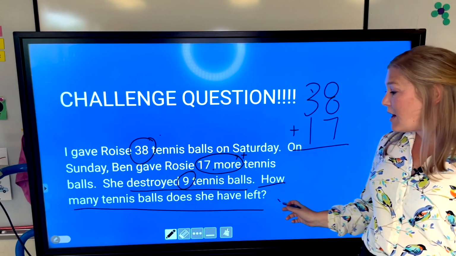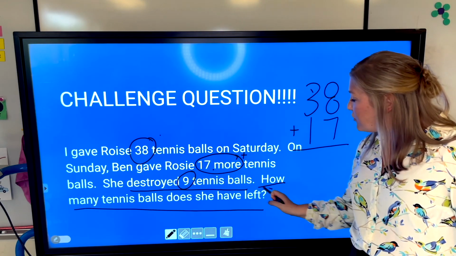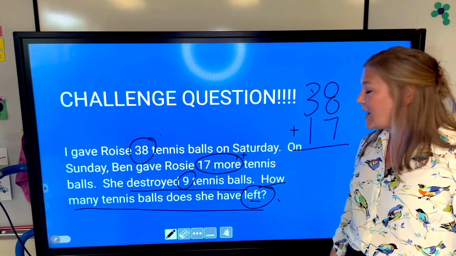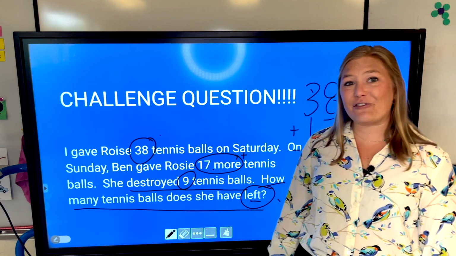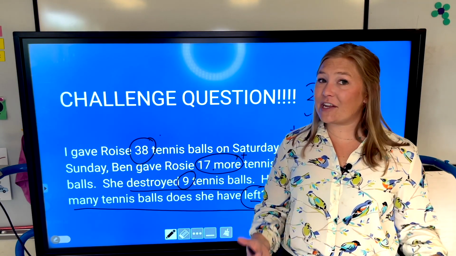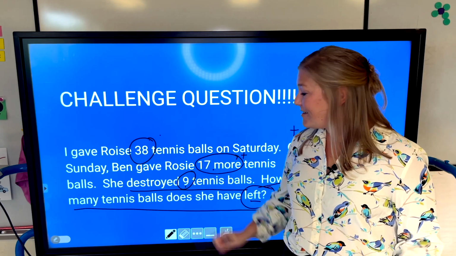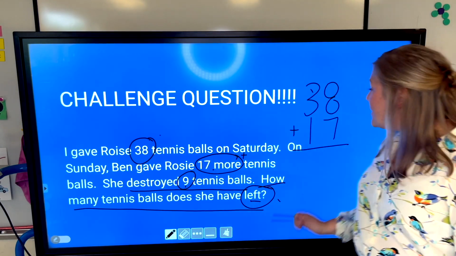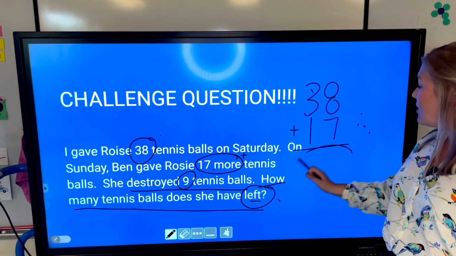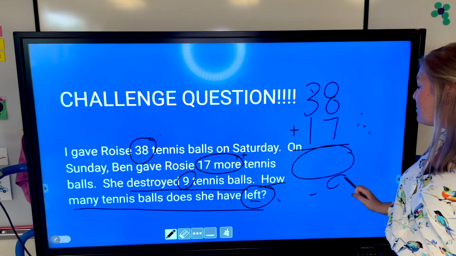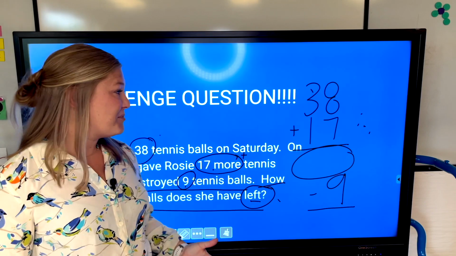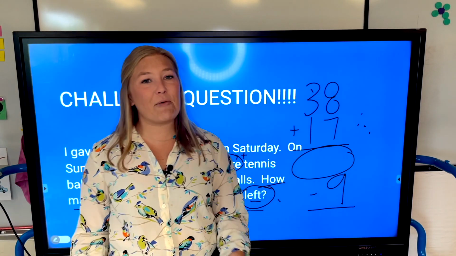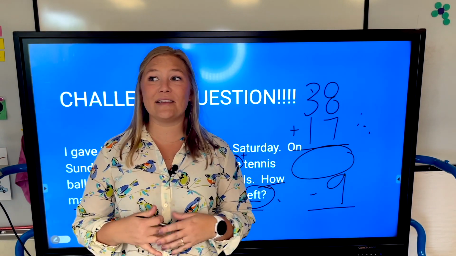But the question is, how many does she have left? So that word left is reminding me that I need to subtract. Well, what am I exactly subtracting to find the answer? How many tennis balls did she destroy? 9. So once we add our two numbers together, you can then take this number and subtract it by 9 to find out how many tennis balls Rosie has left. Good luck. I can't wait to hear how many balls she has left because they're all over.